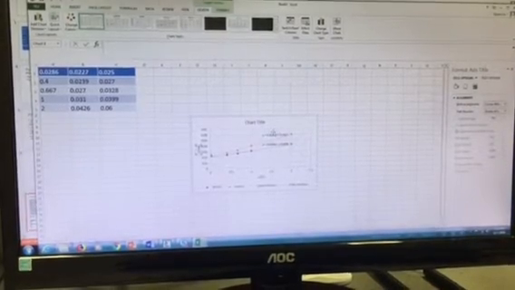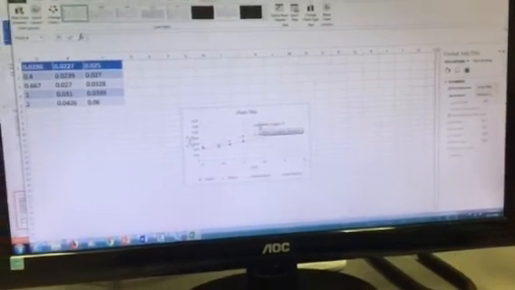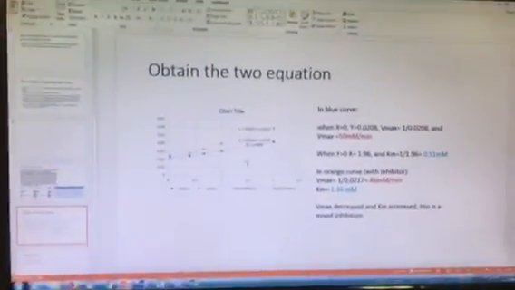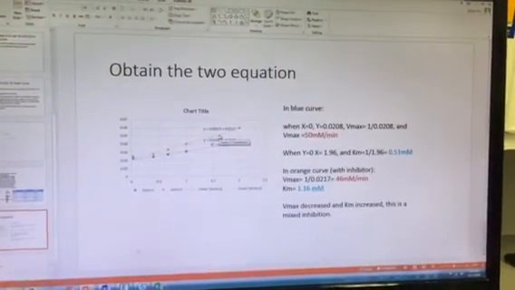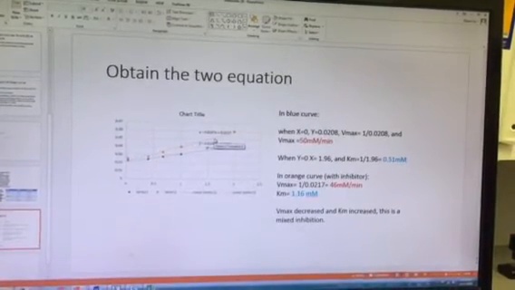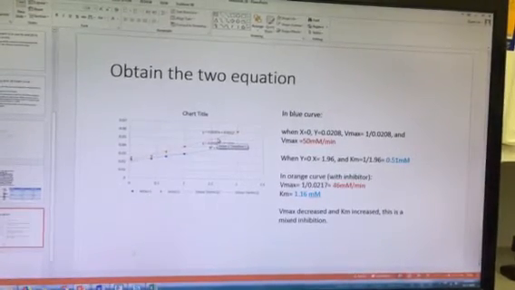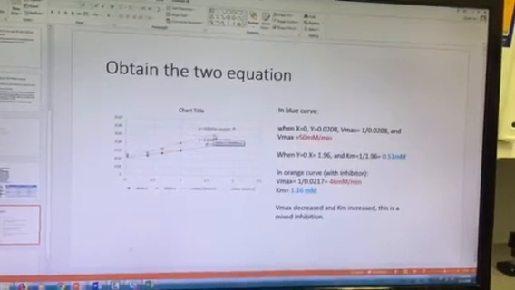And so now with the equations, what we can do is if you set y equal to 0, you can get the inverse of Km, and if you get the inverse of that, you will get the true Km value. And if you set x equal to 0, you'll get the inverse of Vmax, get the inverse of that value, and that will give you the true Vmax value.